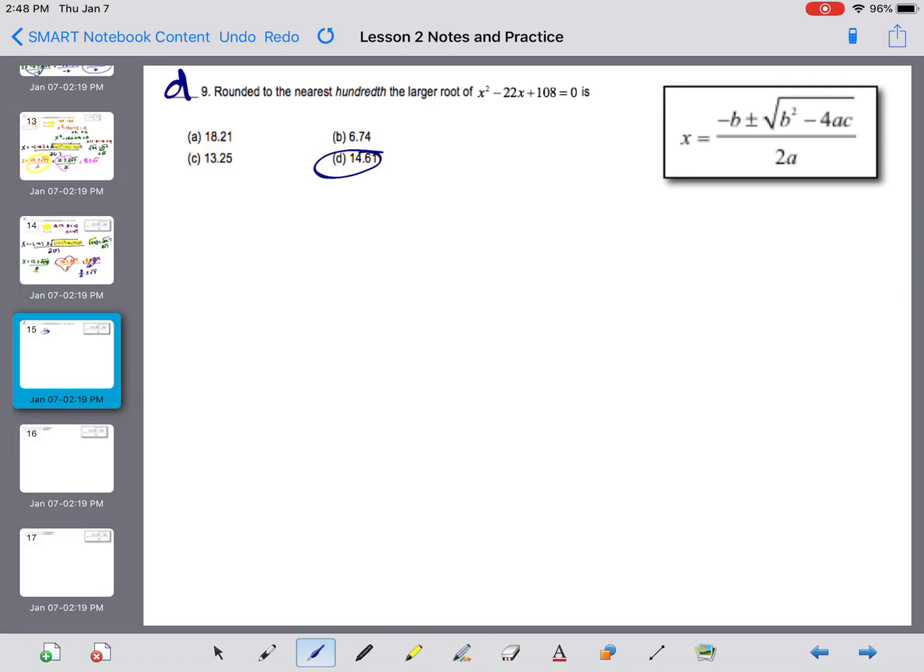So again, you could have used the quadratic formula. If it wasn't multiple choice, use the quadratic formula. It's multiple choice. Use your resources. I'm going to graph.